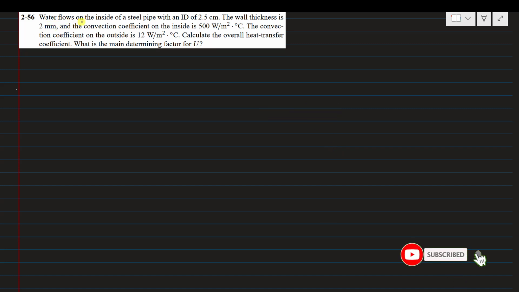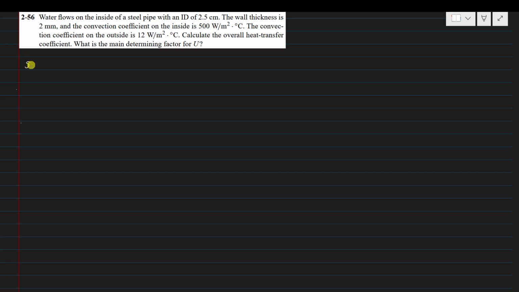Water flows on the inside of a steel pipe with an inside diameter of 2.5 centimeters. The wall thickness is 2 millimeters. The convection coefficient on the inside is 500 watt per meter square centigrade. The convection coefficient on the outside is 12 watt per meter square centigrade. Calculate the overall heat transfer coefficient. What is the main determining factor for you?